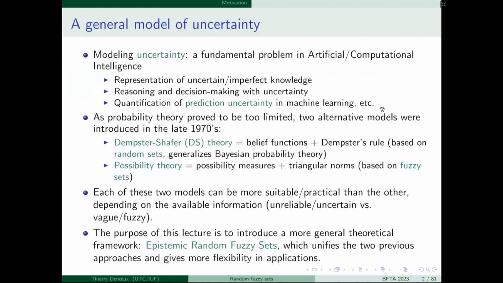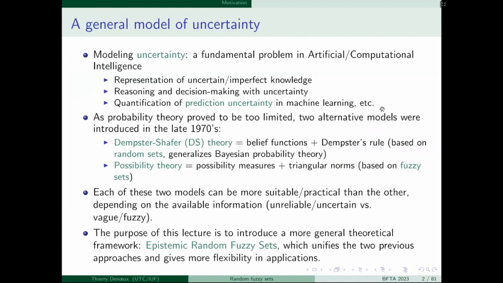Okay, so modeling uncertainty, as you know, is a fundamental problem. I know every one of you knows it already because you are here. In artificial intelligence or computational intelligence, we're interested in modeling uncertainty for reasoning with uncertain knowledge, making decisions under uncertainty, and quantifying prediction uncertainty in machine learning. And this last topic has become very popular nowadays, as you also know, because now it's the third day, I think, or even the fourth day.